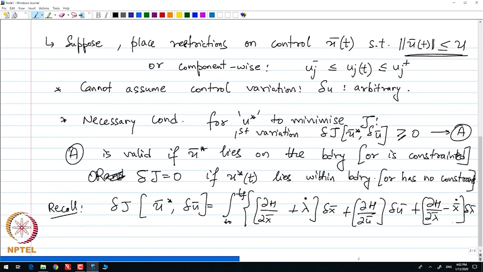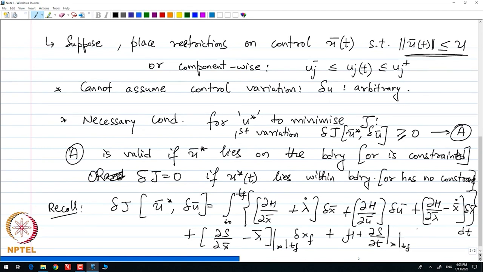So, the last one was the state relation, the first one was the Euler-Lagrange equation, and the second one was the control equation, right. And then this was all the integral over dt, plus I had partial S partial x bar minus lambda at the start condition and evaluated at tf times delta xf, plus H plus partial S partial t evaluated at the start condition and tf times delta tf. So, the last two expressions are my natural boundary condition. Okay. So, recall that when we were setting the first variation equal to 0, we had 1, 2, 3 and 4 conditions set equal to 0.